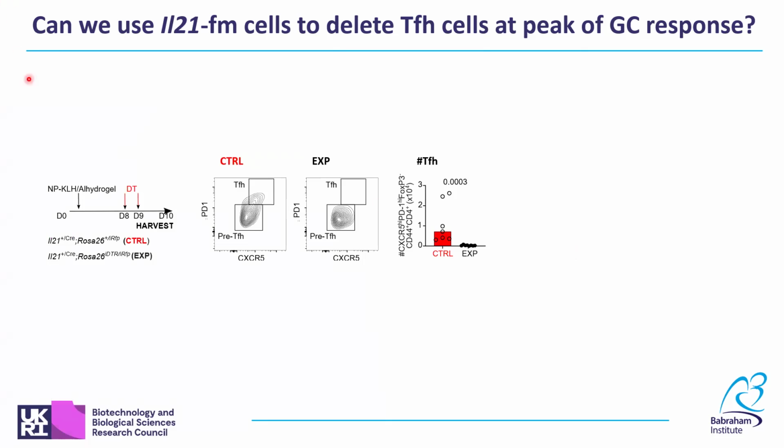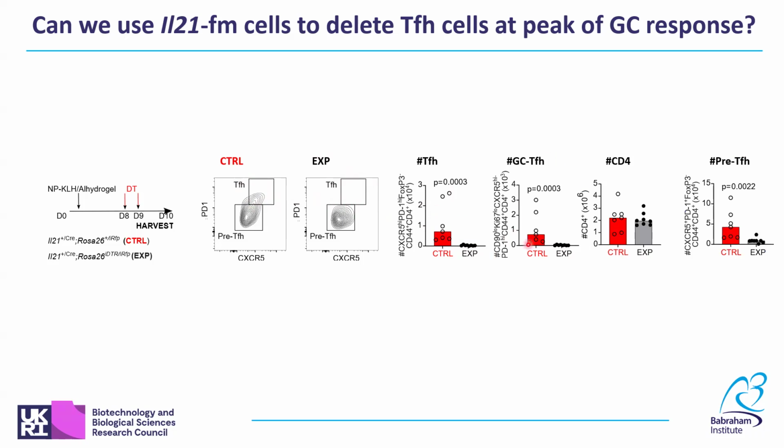So we tried this out. We immunized our mice with NP-KLH, and we let that germinal center grow and develop as it normally would. And at its peak, at about day 8 and 9, we then administered diphtheria toxin to these mice and looked to see what had happened to our TFH cells the day later. So here we have our control mice, which are expressing RFP, but do not express the diphtheria toxin receptor, and our experimental mice that express the diphtheria toxin receptor. And what you can see is that we have a lovely population of TFH cells in our control mice, but it's completely gone in our experimental animals. And this is quantitated here.